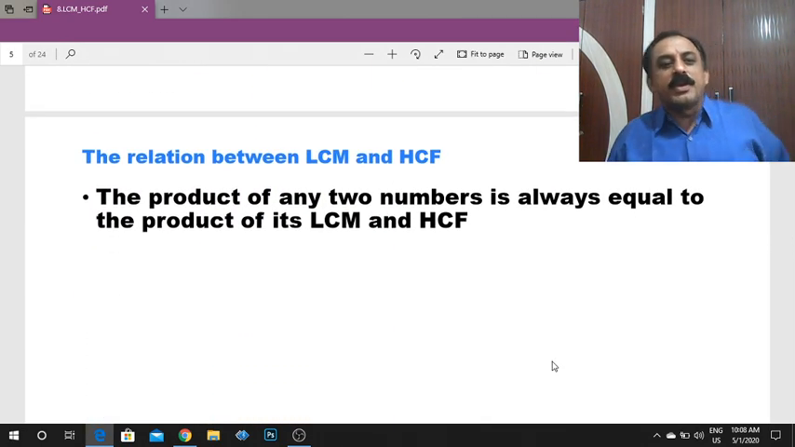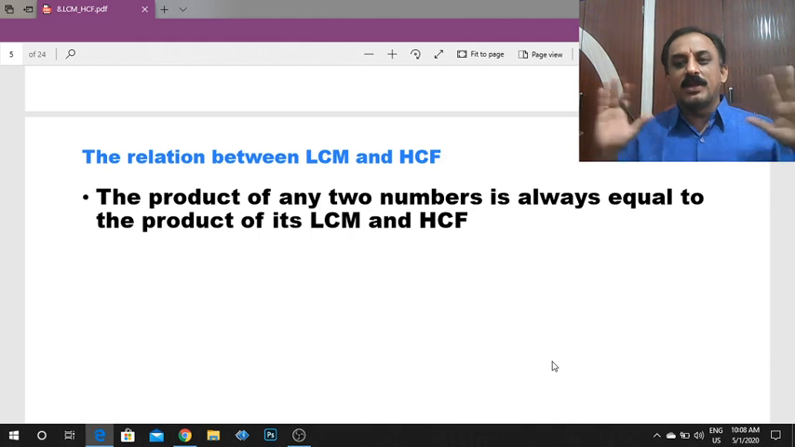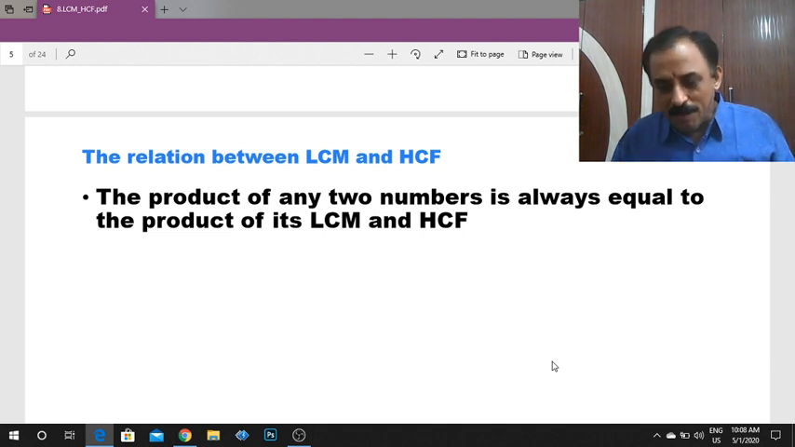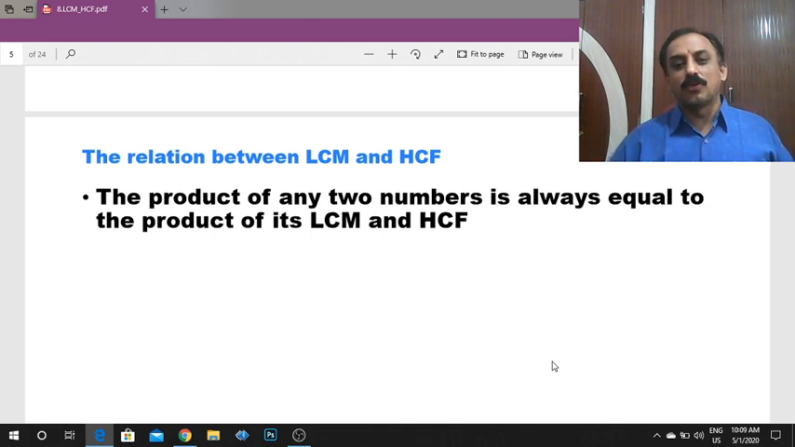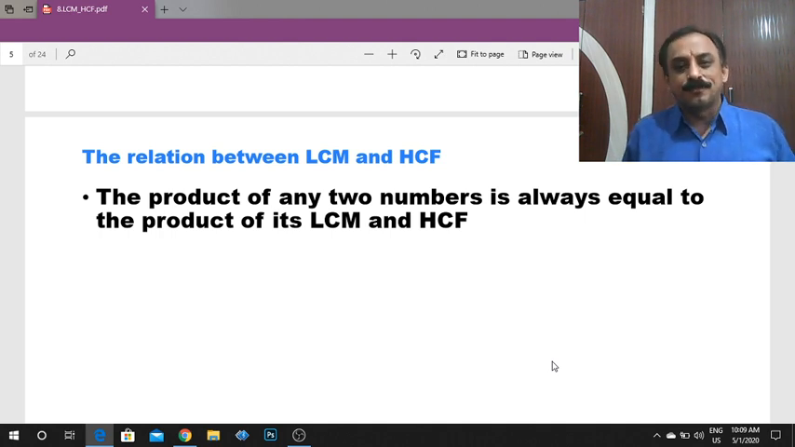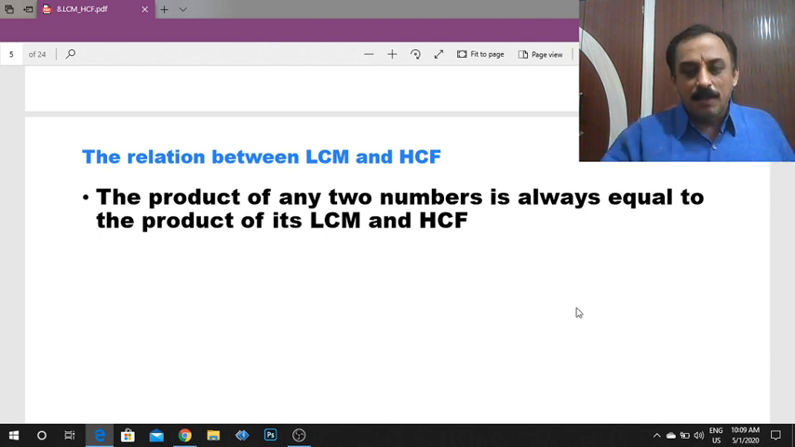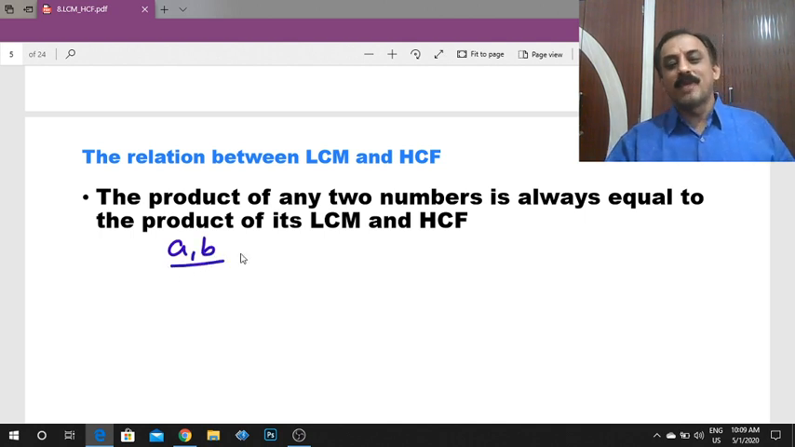Now the next point, see here. For example, two numbers are there. Take any two numbers of your choice. Find the LCM of the two numbers, and find the HCF of the two numbers also. Remember, the product of any two numbers is always equal to the product of its LCM and HCF. For example, let a, b be any two natural numbers.